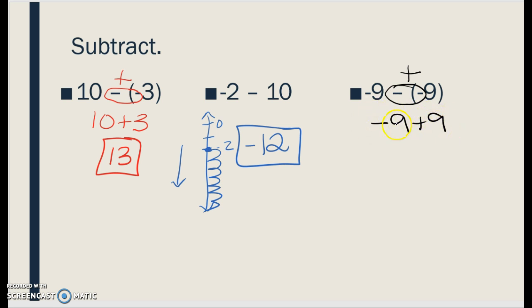And those are actually opposites. And when you add opposites together, you get 0. Negative 9 and positive 9 cancel each other out completely, and you're left with nothing. Go ahead on into a word problem.